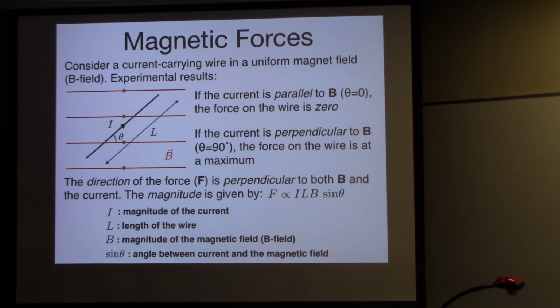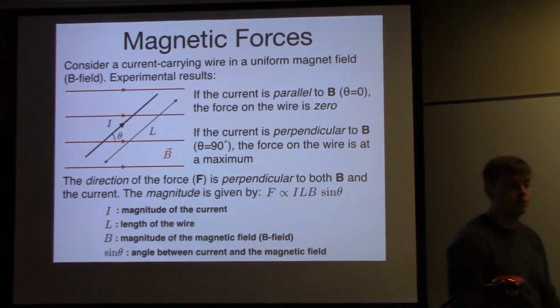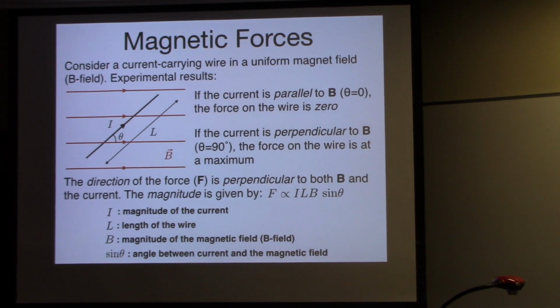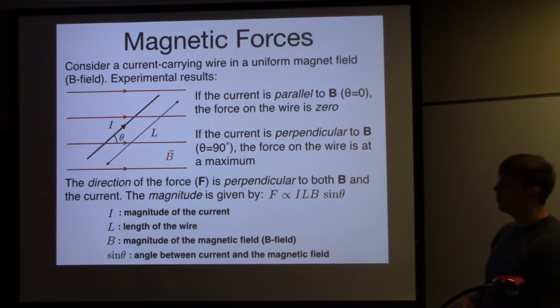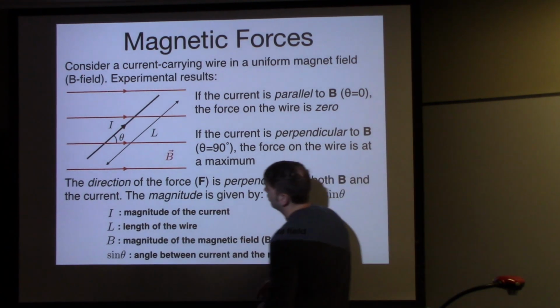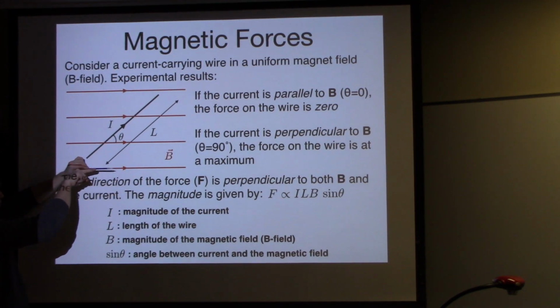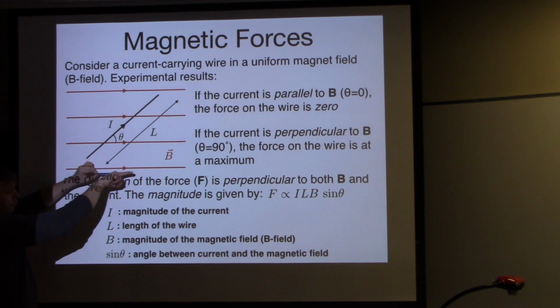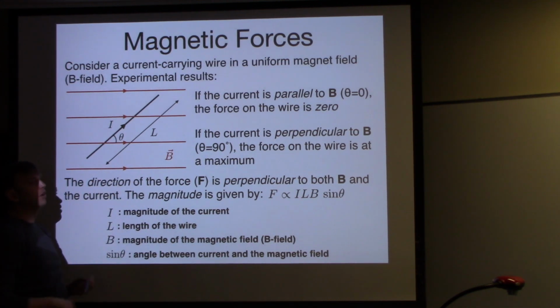All right. So if you do some experiments with this sort of setup, you're going to find a couple different really important results. And the first is this: if the current is parallel to the B field, so there's 0 degrees between them, then there's no force. So in other words, if I take my wire and I point it straight to the right, so the current is just running straight to the right like this, well, the angle between my current and my magnetic field is going to be 0. Experimentally, there's no force on this wire if I orient it this way.